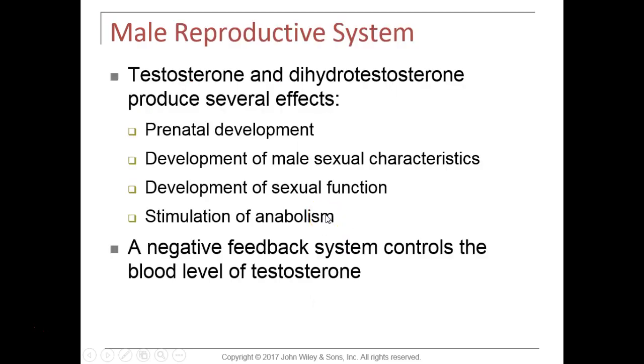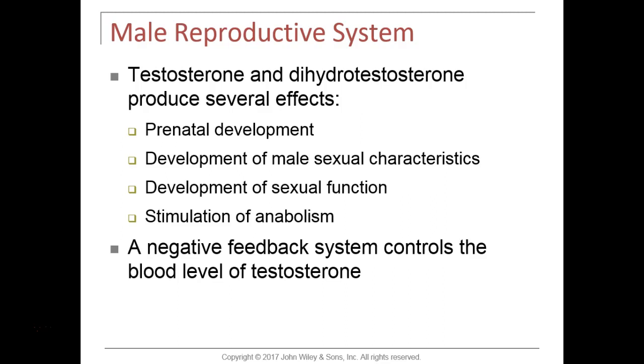Now, testosterone and a metabolite called dihydrotestosterone ultimately cause the prenatal development of the male reproductive system in the baby growing in utero. Testosterone is involved in causing the secondary sexual male characteristics to emerge at puberty. We all know that males have deeper voices, denser muscle mass, increased bone density, variations in hair distribution patterns, all of the things that make a male different from a female, which happen at puberty, occur because of these male hormones.